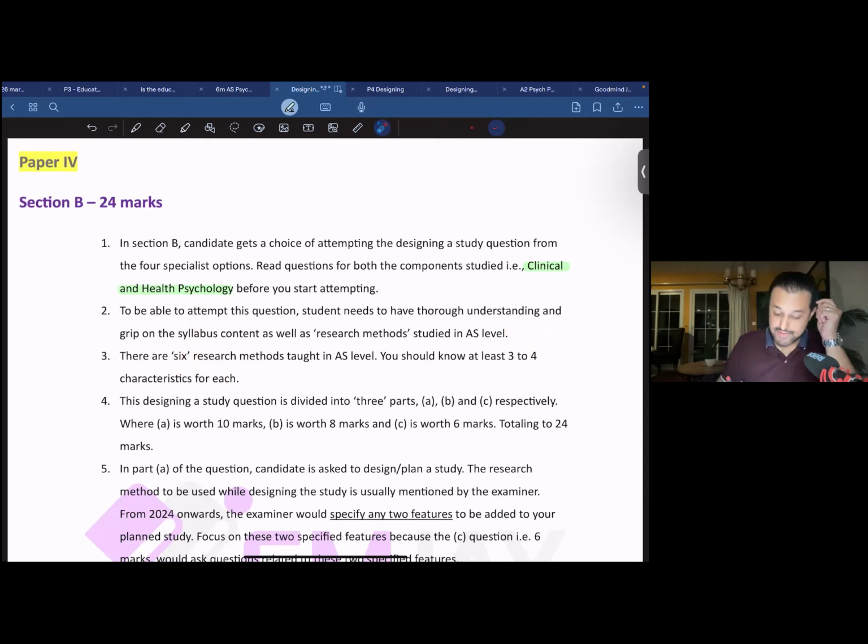So as this says in section B, candidates get a choice of attempting the designing a study question from the 4 specialist options. Read questions for both the components that you've studied. So by the time we're done with our syllabus, you'd be in a position to understand questions from health psychology as well. So it's highly advised that you read these questions thoroughly, both from clinical and health psychology, before you decide on what particular question to attempt.